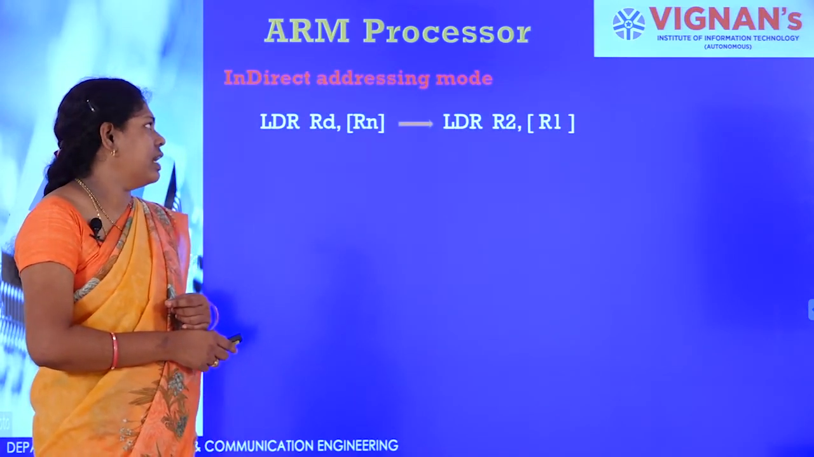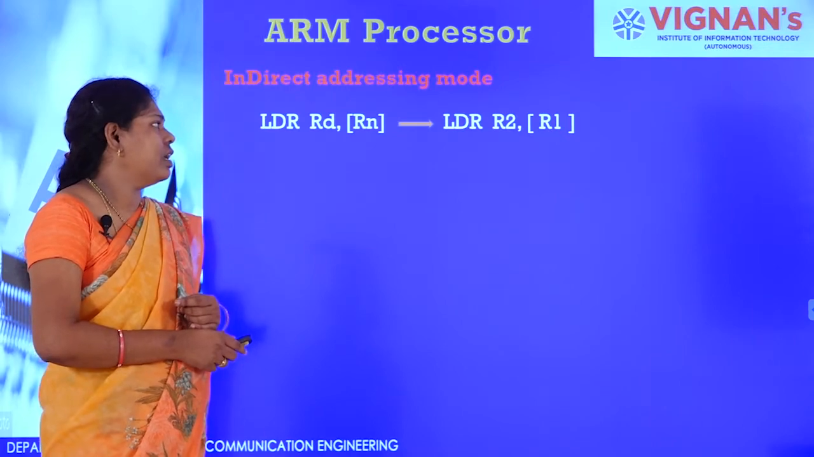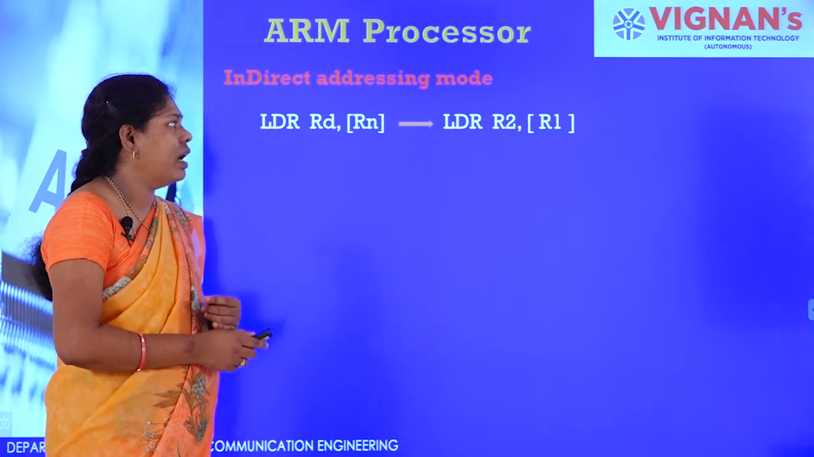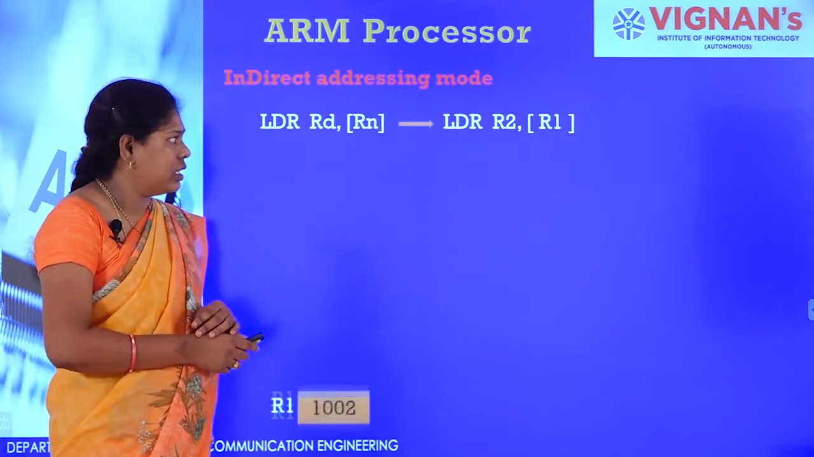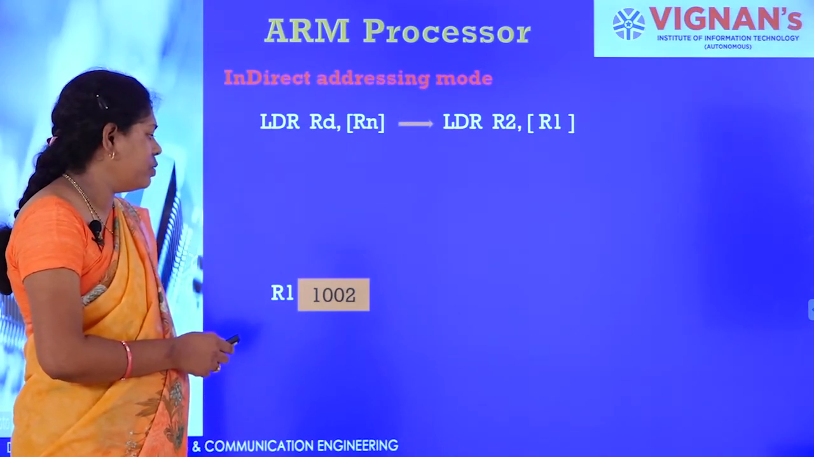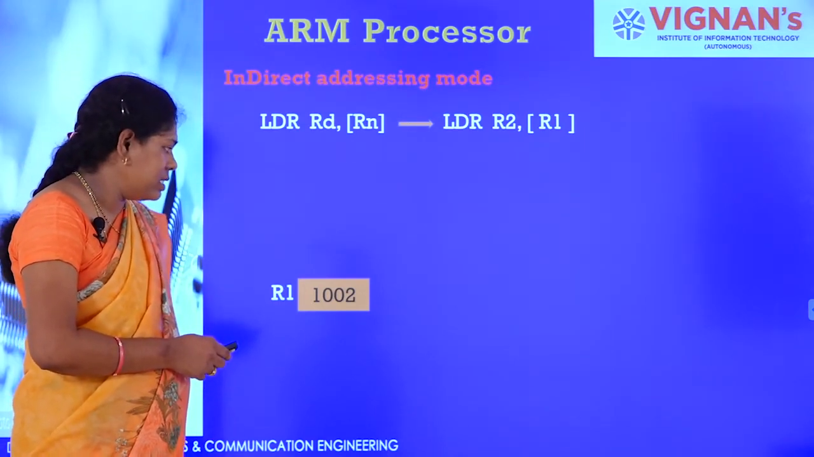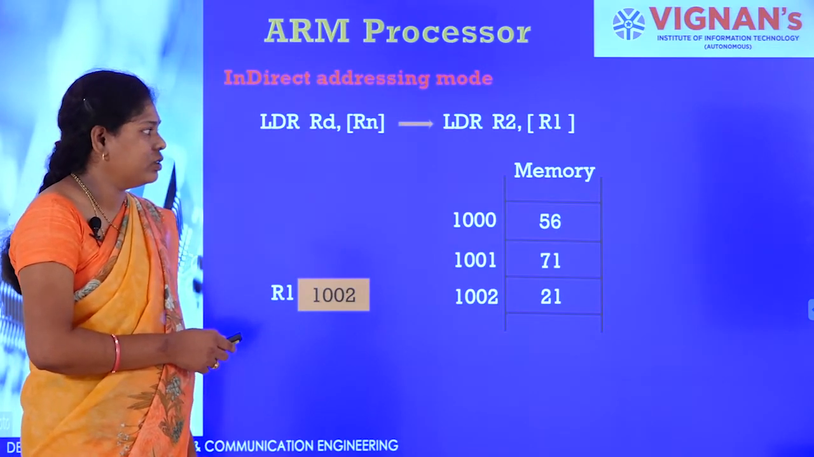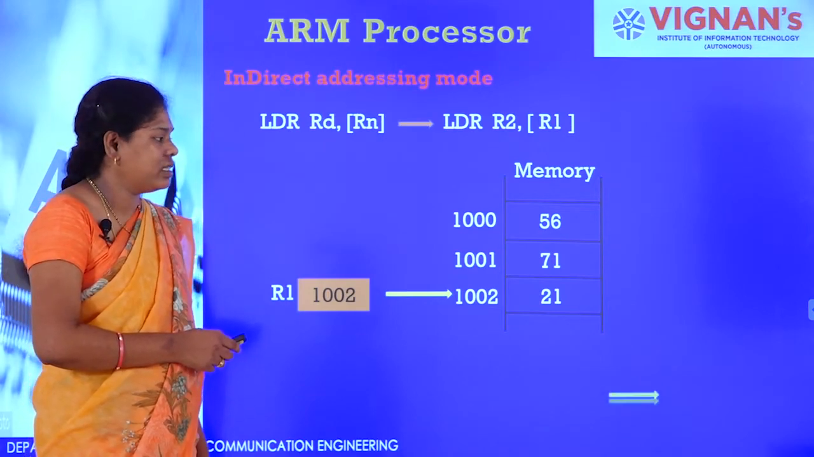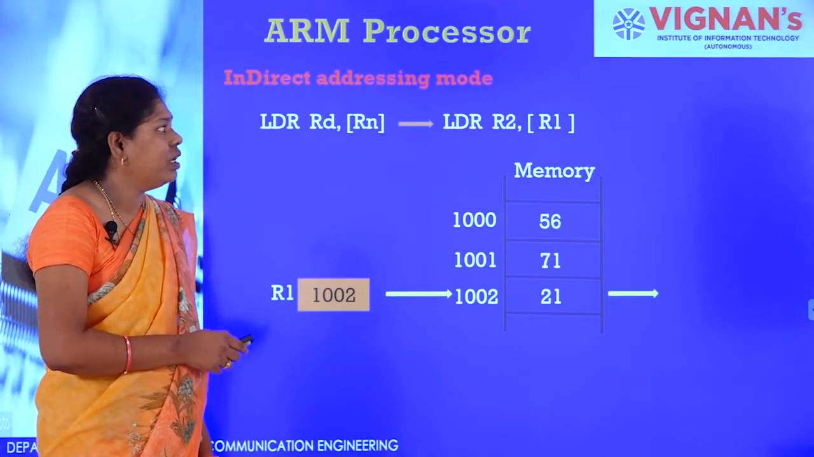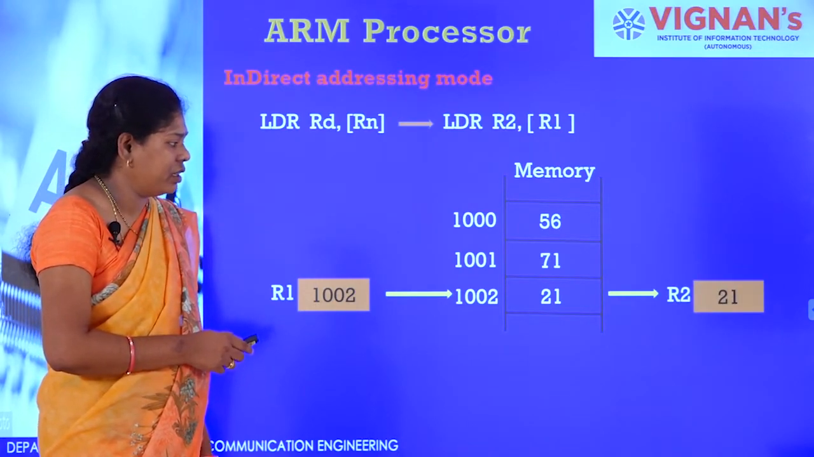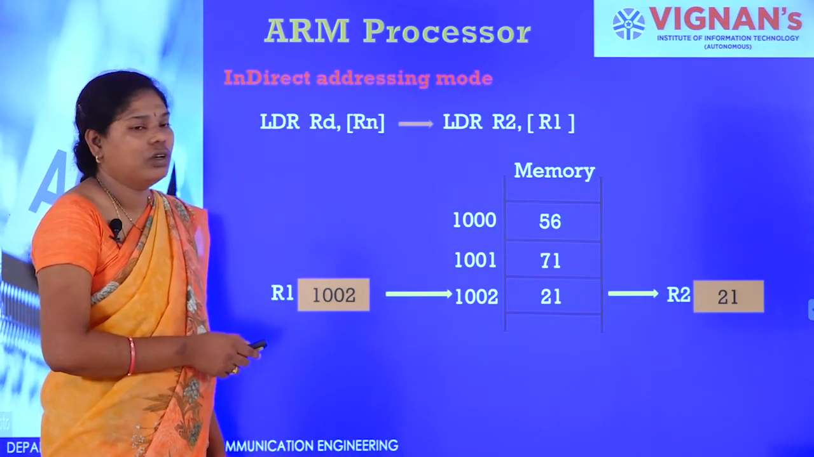Let us take the first example, LDR Rd, [Rn]. Here the content of R1 is nothing but the address. Let us say the content of R1 contains 1002. It will be the address. Let us see the contents of that memory. Here it will point to the corresponding location. Next, the content of that memory will be loaded to R2. The 21 available at 1002 will be copied to R2.